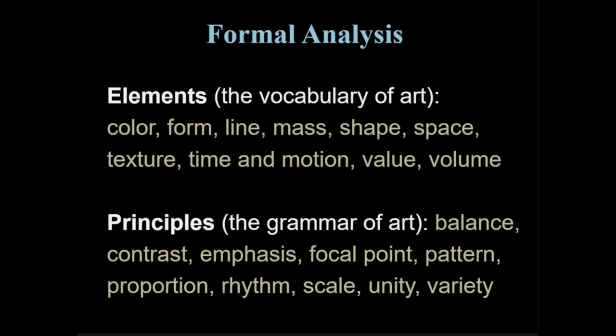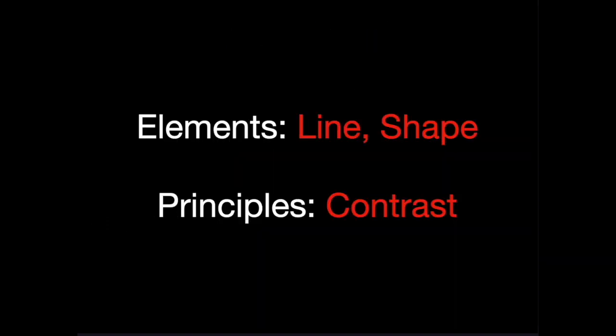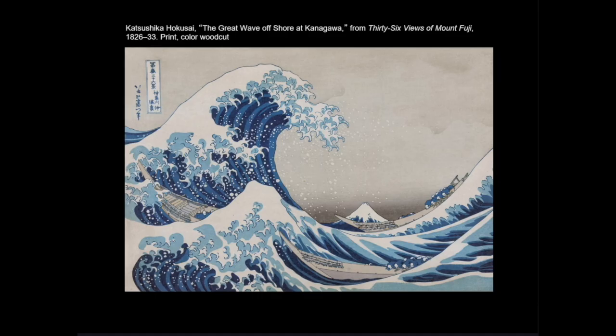So we talked about formal analysis at the end of last lecture, elements and principles of art. Today we'll be covering a couple of the elements, line and shape, and we'll be covering contrast for the principles. Line and shape, elements; contrast, principle. This is Hokusai, The Great Wave off the Shore of Kanagawa. It's a woodblock print from Japan, from the 1800s.